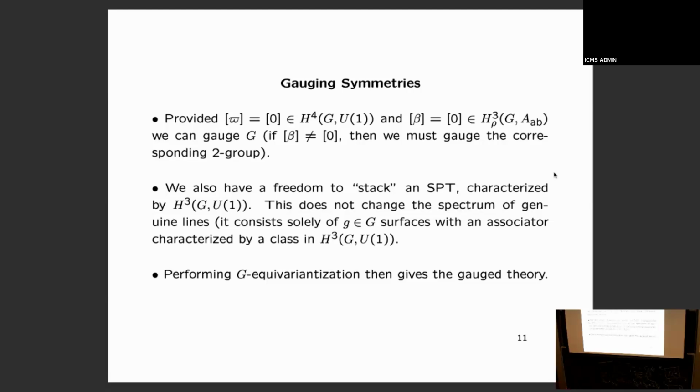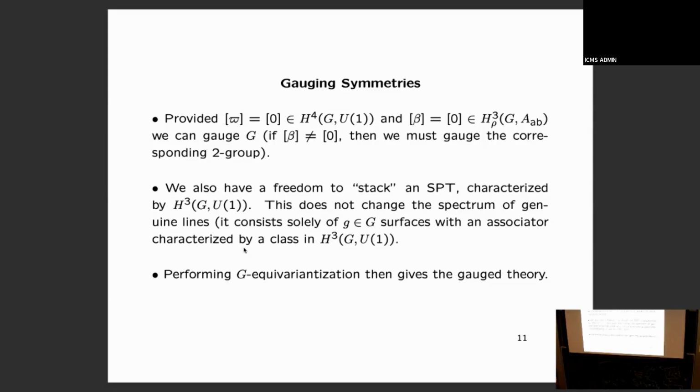Good, thank you. So I'm going to explain a little bit more what's meant by gauging. But even before we gauge, the idea is we start from some theory, say toric code, which has some set of genuine bulk lines. We can construct surfaces from it, and then we can try to gauge a symmetry. But even before we do that, we sometimes have the ability to tensor in a theory that doesn't affect the content of genuine lines. These are the SPTs, which I think made an appearance in the talk yesterday.